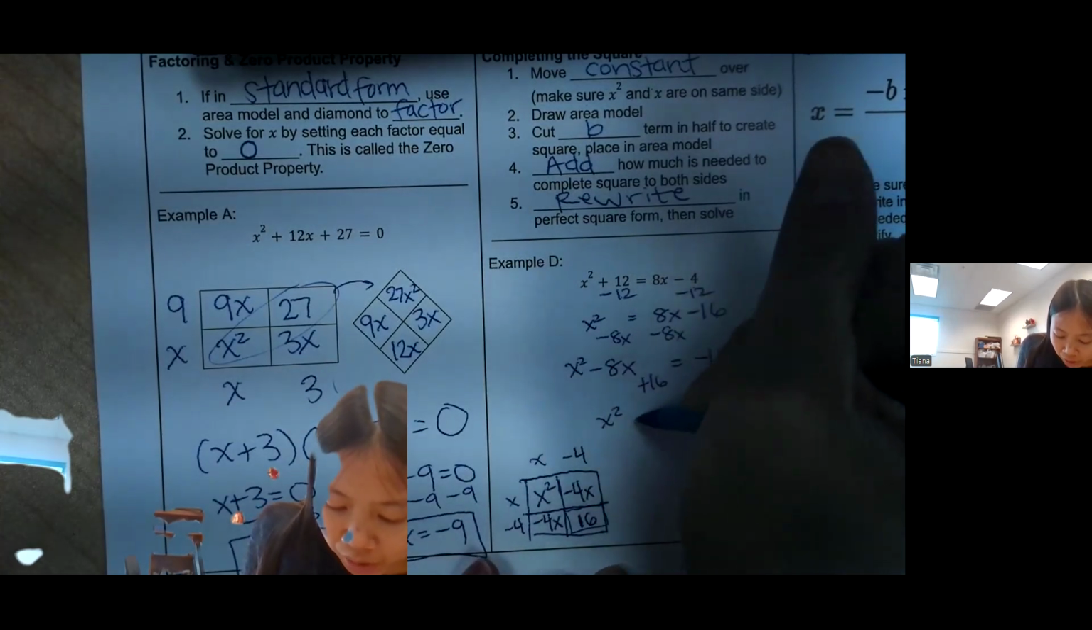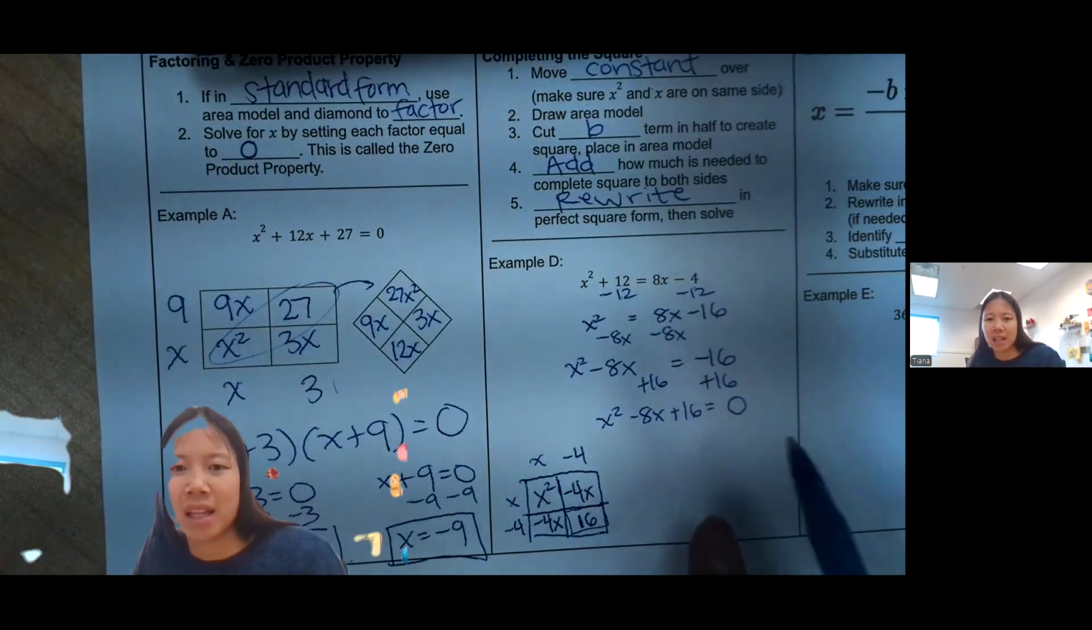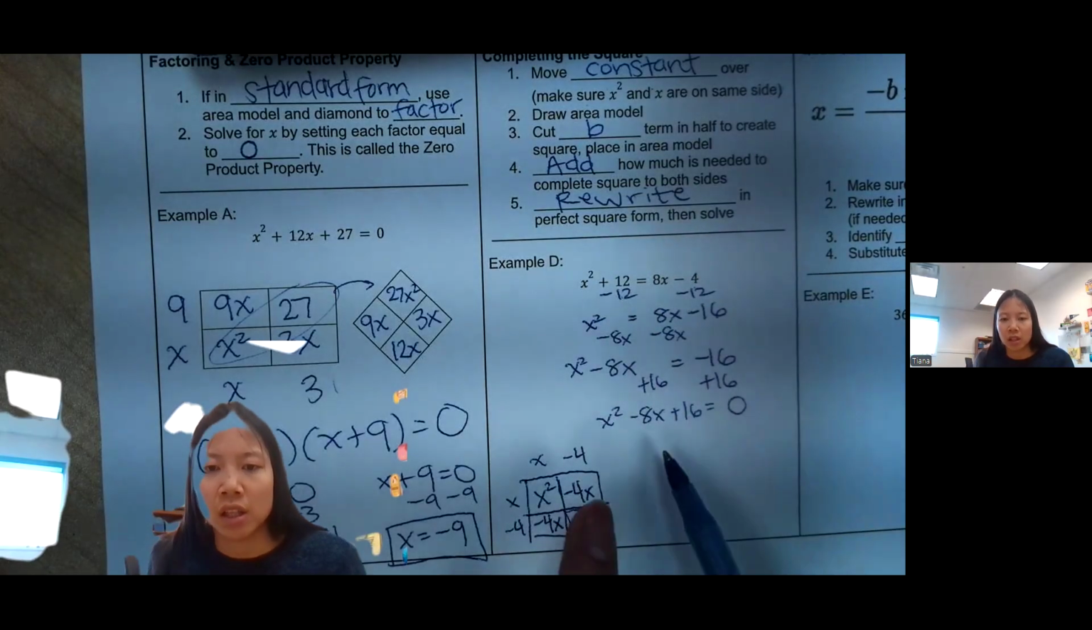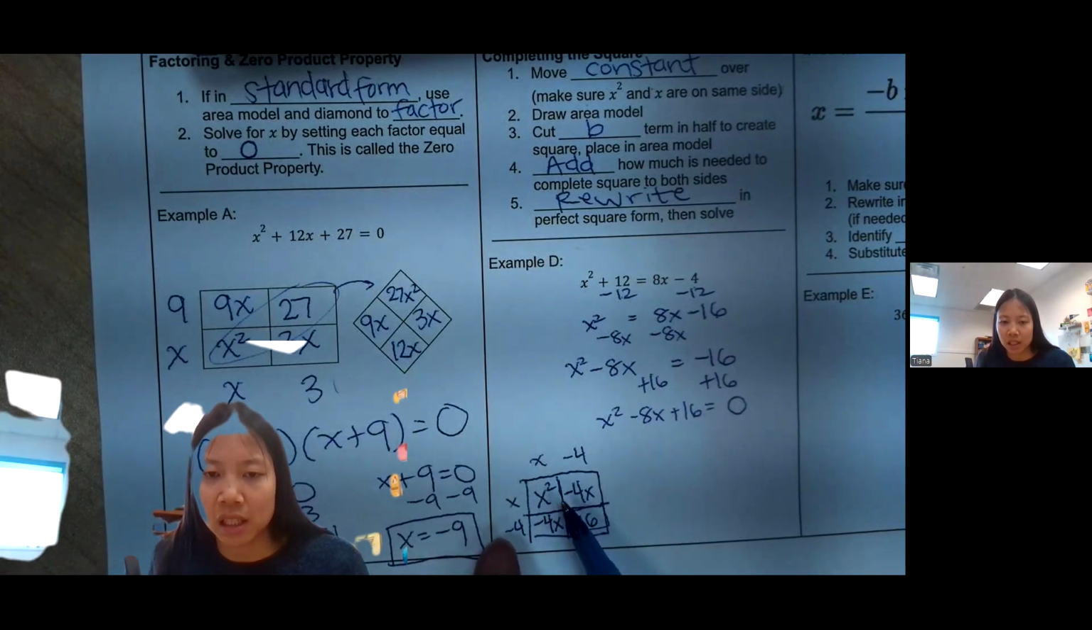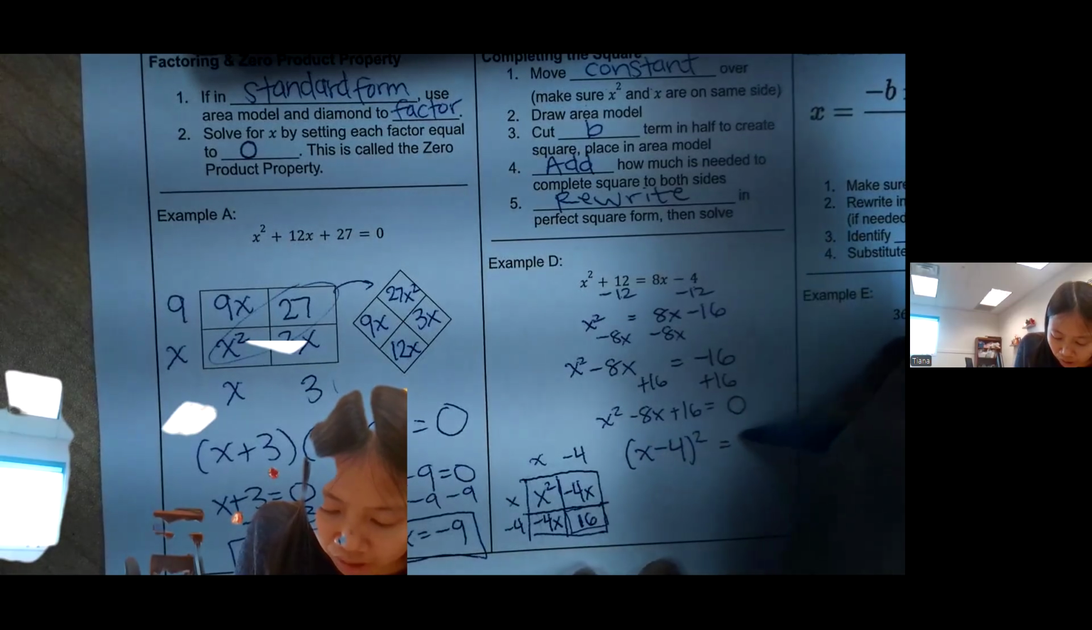So now I have x squared minus 8x plus 16 equals 0. Okay, now I get to do step 5, rewrite in perfect square form, and then solve. So x squared minus 8x plus 16 is the same as (x minus 4) times (x minus 4), or (x minus 4) squared equals 0.